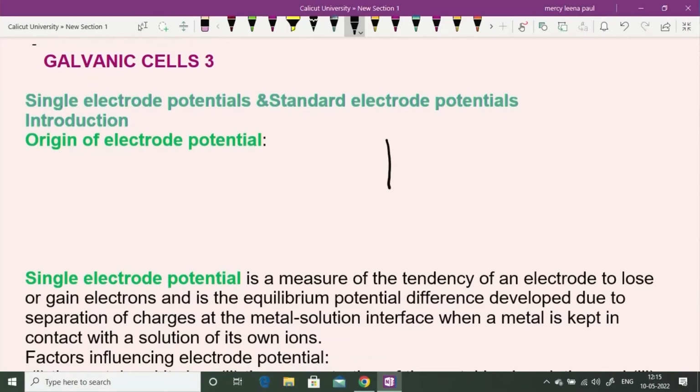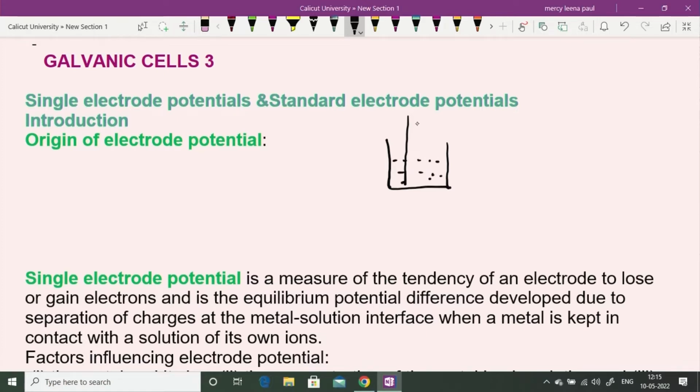First we have to see that we have been talking about electrode potentials for all the classes, but we do not know how the electrode potential originates. So, now let us see how it originates. Now, the origin of electrode potential is like this: you put a metal in its own ion solution.